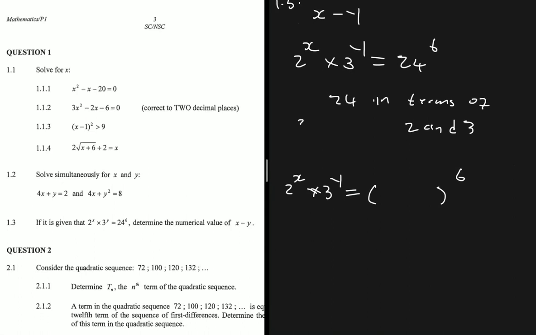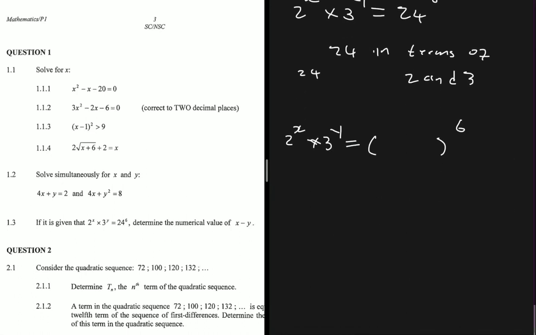So what are factors of 24? Obviously, we have 12 and 2. You cannot write 3 in terms of exponents in such a way that you'll get 12. Another factor we have is 6 and 4, and still you cannot generate 3 in any way. And then we have 8 and 3, which seems to work because you can generate 8 from 2 and then you can generate 3 from 3.